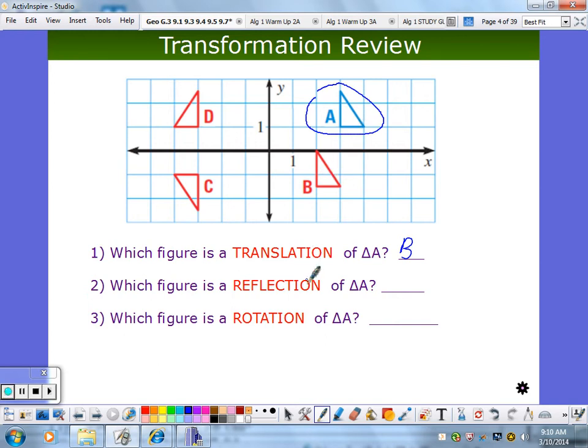Which one is a reflection, the flip? Which is a flip? Which one? D. You took this and you kind of flipped it that way, you get this. It's a reflection, mirror image. Which is a rotation? Turn this thing around, Andrew. You see, turning it around, it looks like we got it upside down. So, that's it. Translation, reflection, rotation.